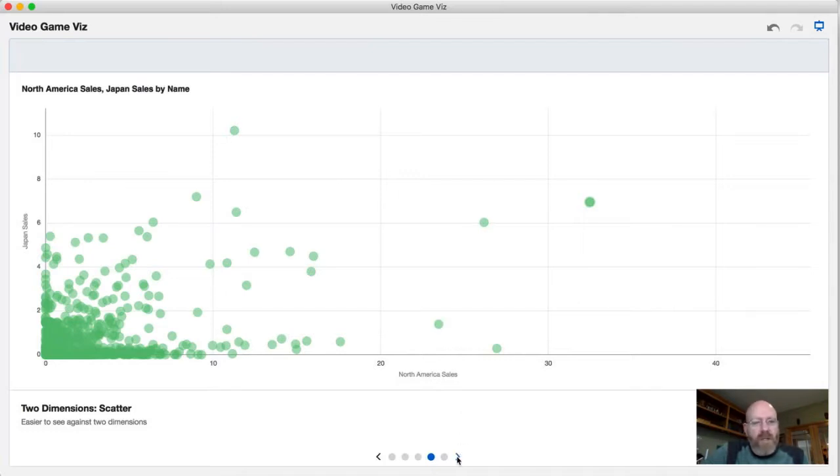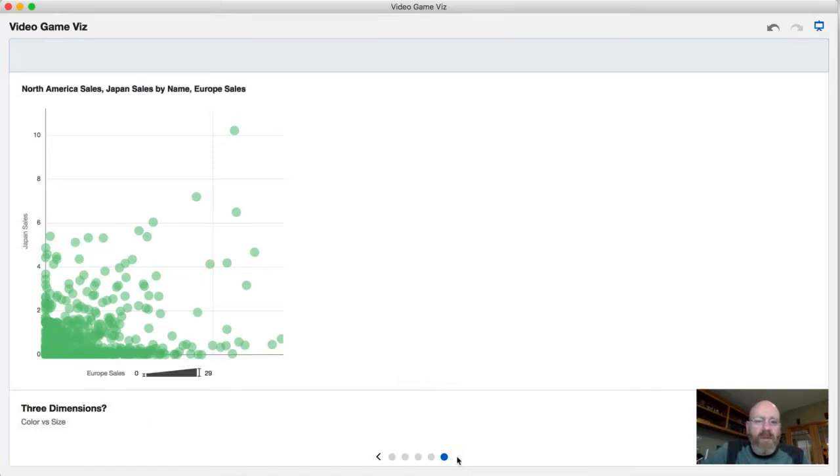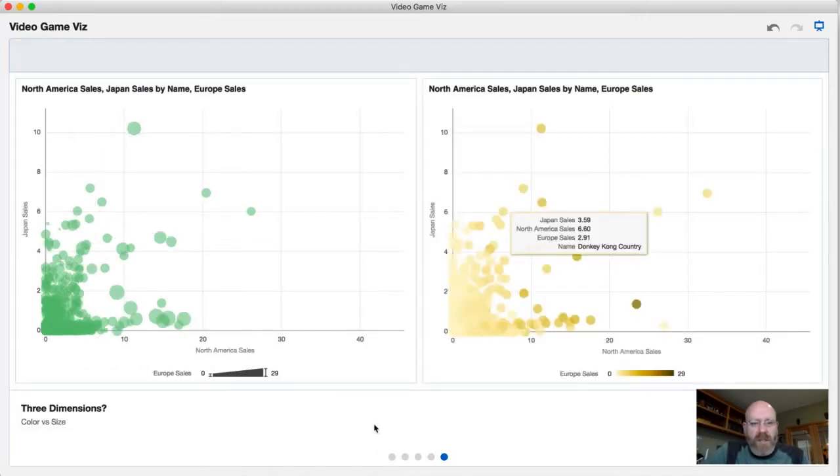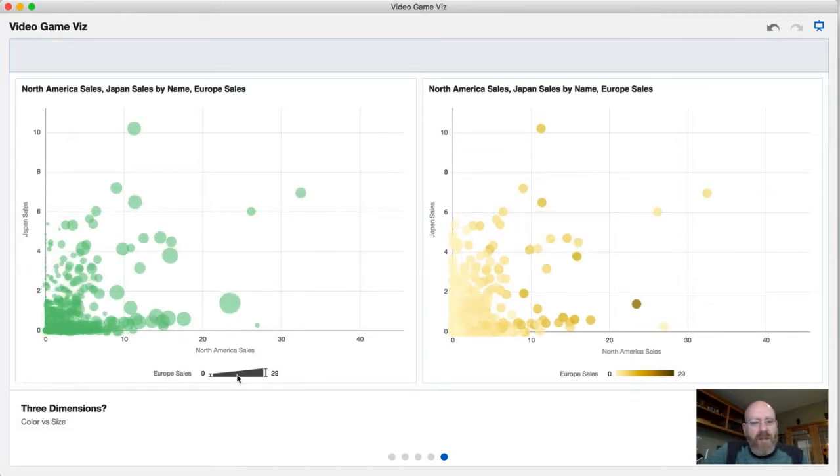But the next part of the equation is, what if we have more than 2 dimensions? What if we actually have 3 dimensions? What can we do here? There are 2 approaches that you can take with this visualization, and that's color versus size. And apologies that my visualization is not refreshing quickly. There we go. So what we're doing on the left is controlling the size of the dot based on European sales. We're still plotting North America and Japanese sales, but we've got European sales as our 3rd dimension.